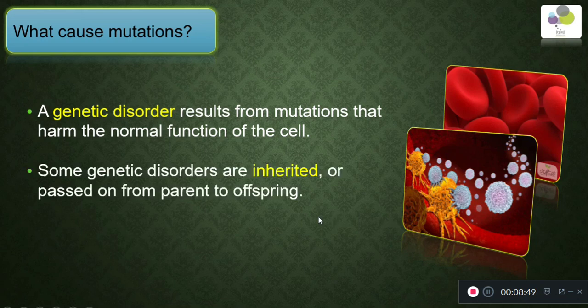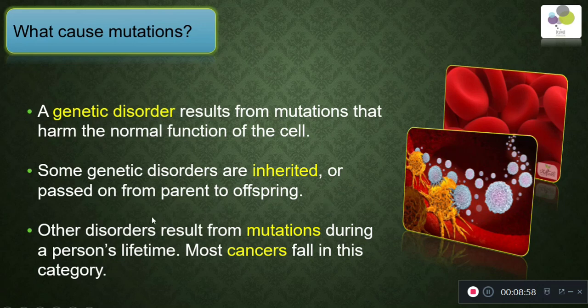So some genetic disorders are inherited, or passed from the parents to the offspring, like sickle cell anemia. Other genetic disorders may be caused by mutation during a person's lifetime, and cancer is one of them, caused by mutation during the person's lifetime.